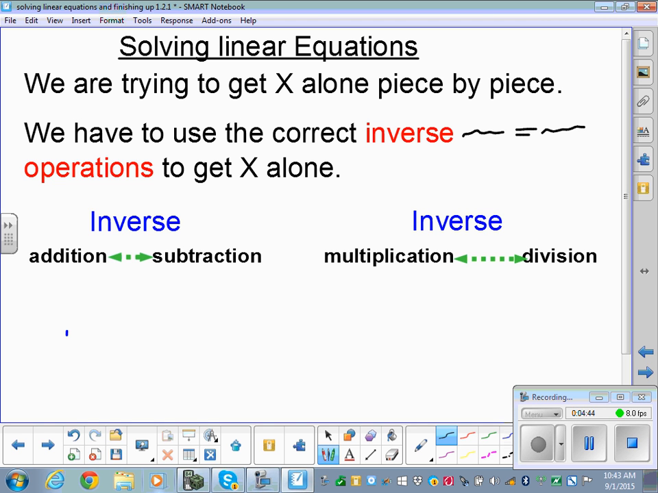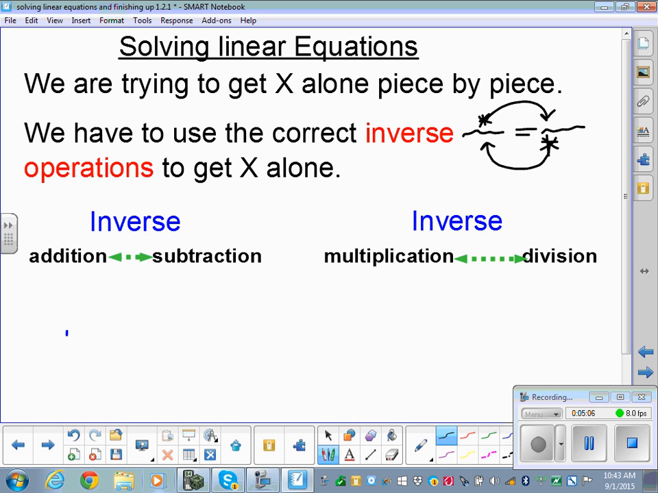Now we're going to be moving things from one side of the equation to the other, but we can't just magically float it to the other side. We've got to perform the correct inverse operation to get it over there. Once again, we might be starting on this side of the equation and need to move something over to this side. We can't just magically float it over there, we've got to use the correct inverse operations to get there.